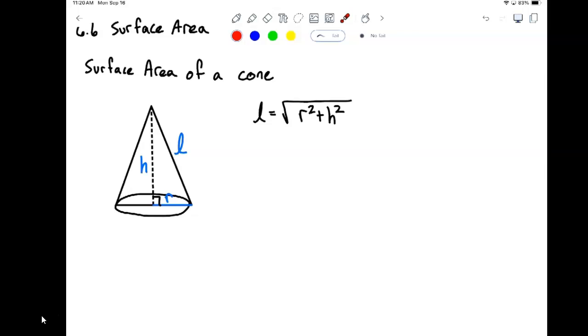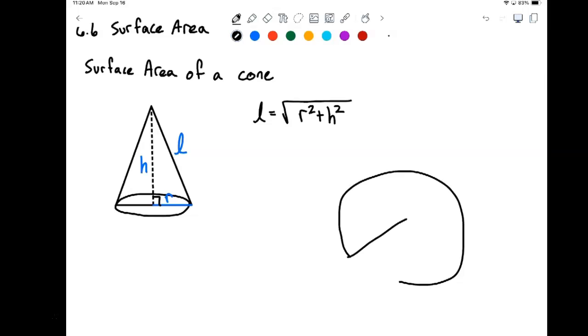We're actually going to have something that looks like this. Well, pencil out. And what we're actually going to get is something that looks like this. We're going to have a circle with a chunk out of it.